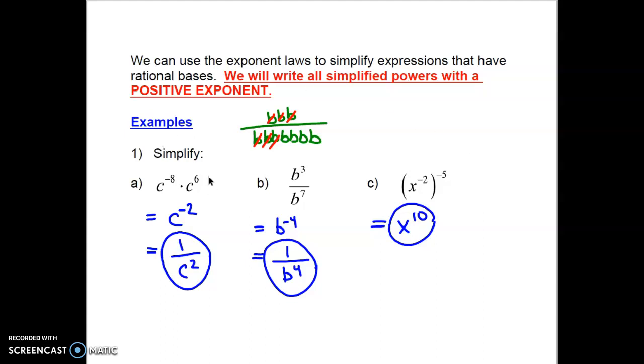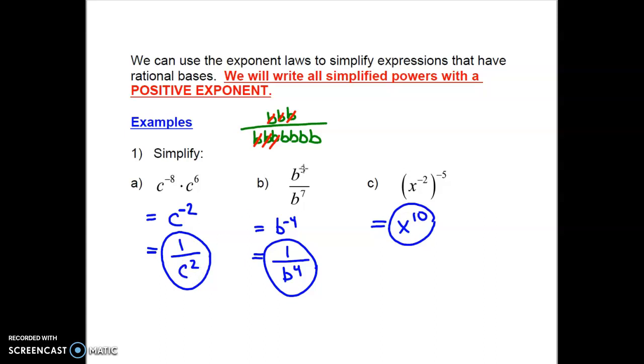So let's look at this example. C, we have the same base. We can take these two exponents, and it's the same base, so we add. Negative 8 plus 6 is negative 2. Now, it says it has to have a positive exponent. To get rid of the negative exponent, we do the reciprocal of the base. So that means we flip C to be 1 over C to the power of 2.